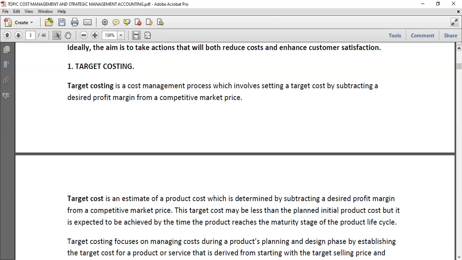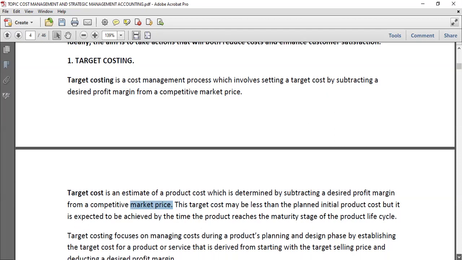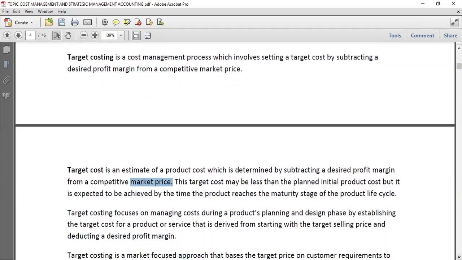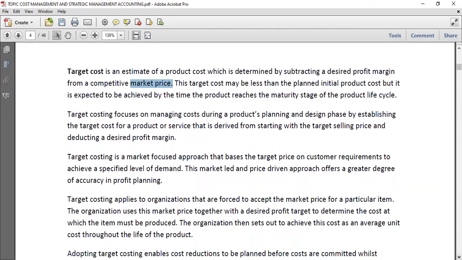Now, target costing is part of our strategic management accounting process, and it is also part of our cost management. That's why we are seeing it coming here at this point in time, because it's getting away from just the internal structures, and going into the external side to look at what is the actual price in the market. And that's why we are calling it the competitive market price. So it is very important that we understand it. We are going to look at other models of strategic management accounting, but this is one of them, which is called target costing.